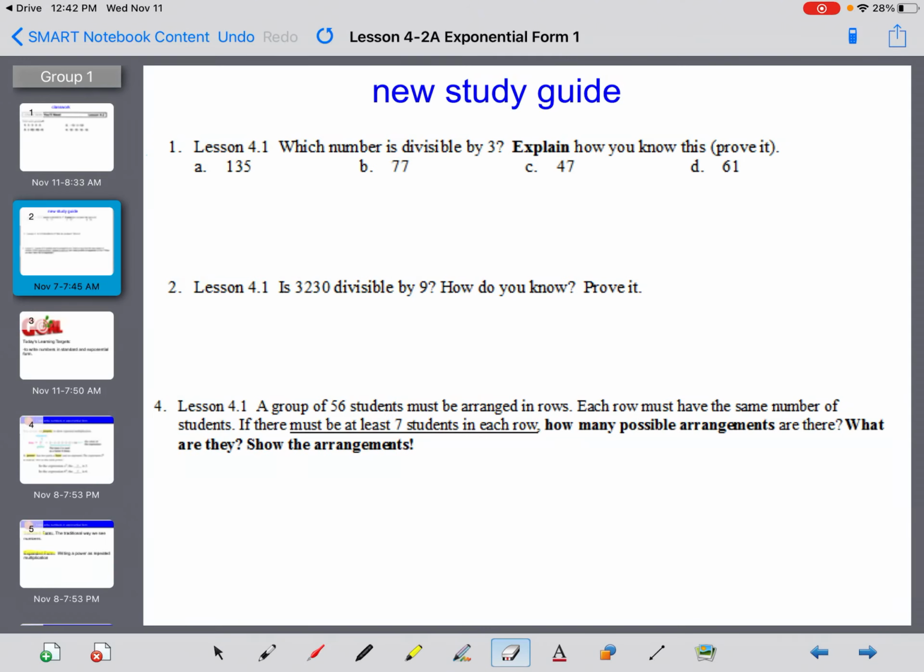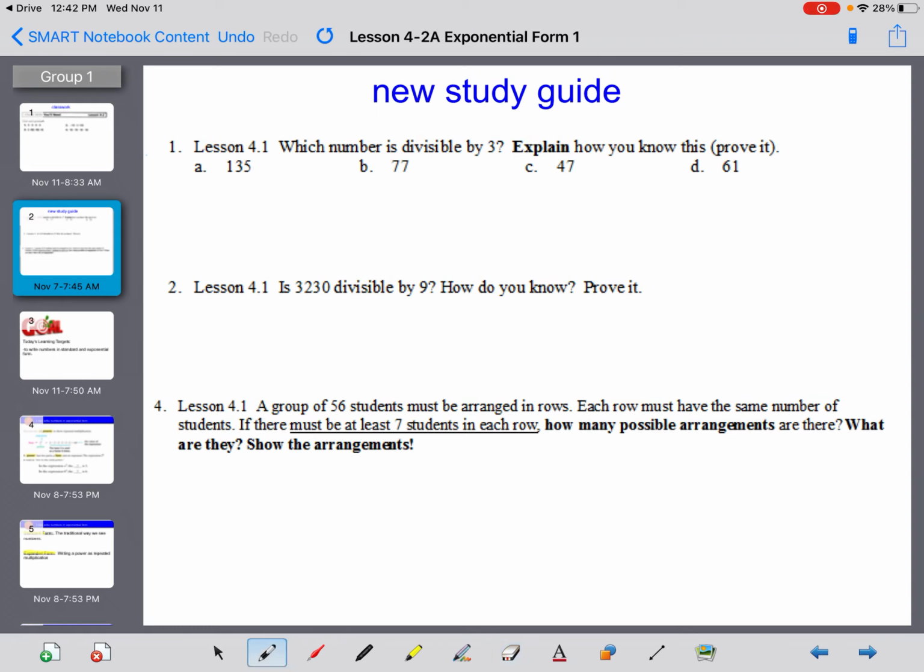This is Lesson 4-2A from the Algebra Readiness textbook. For today's lesson, you'll need your notes packet and a sharpened pencil. Pause the video to gather your supplies and work the study guide problems. Continue the lesson when you're ready to compare your answers to mine.